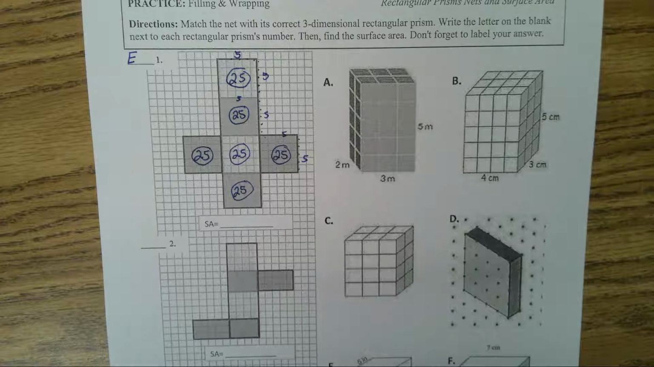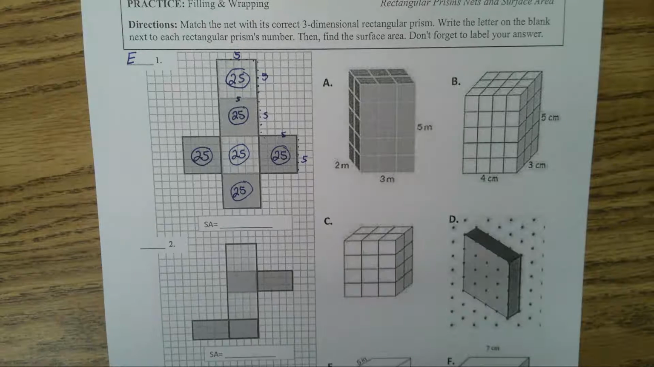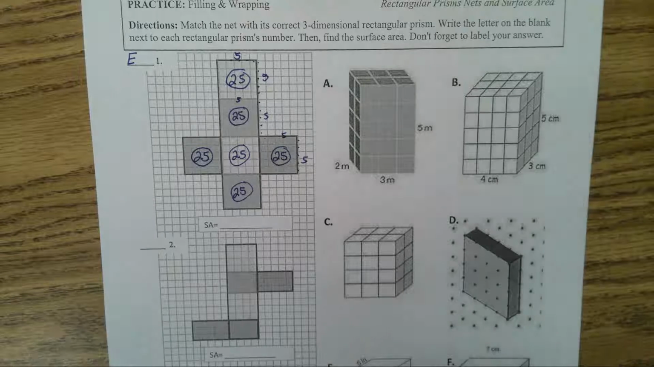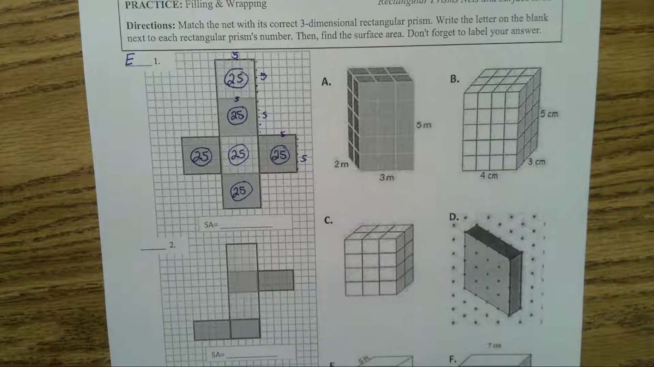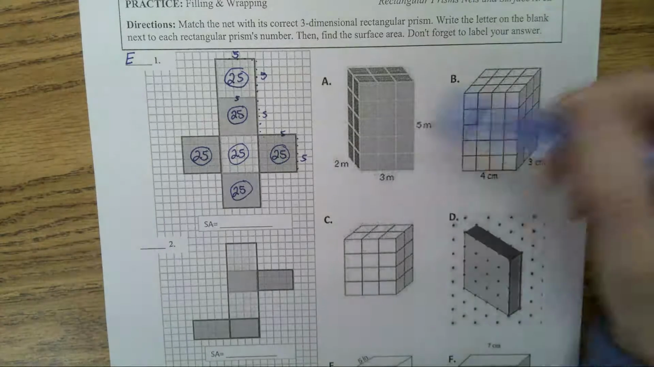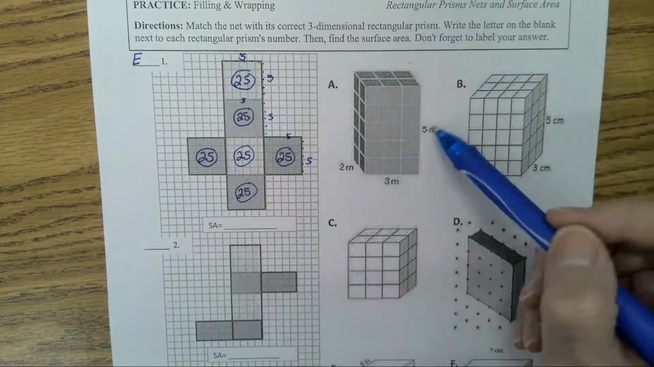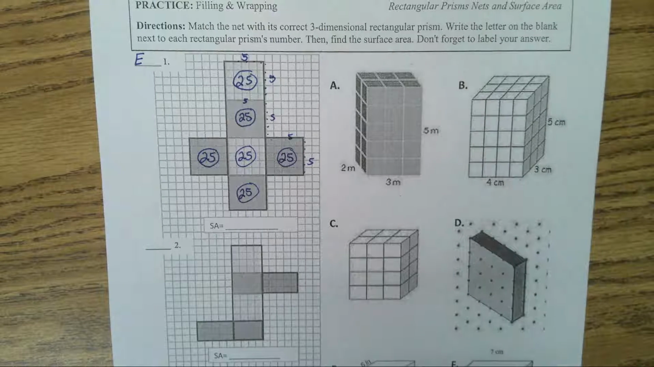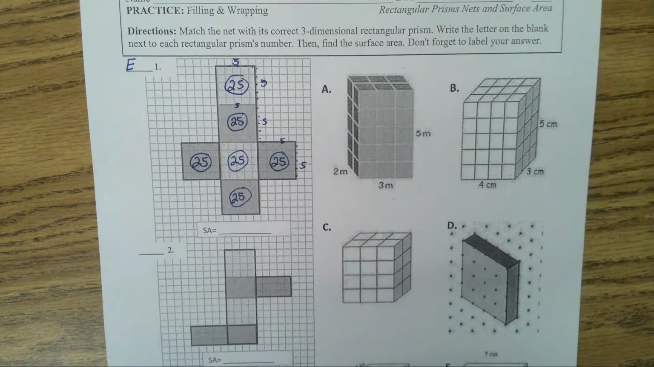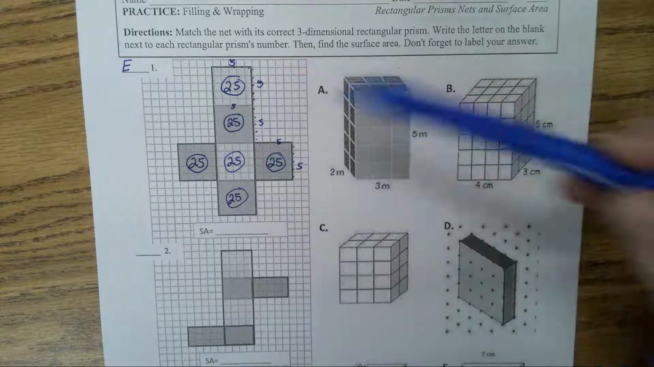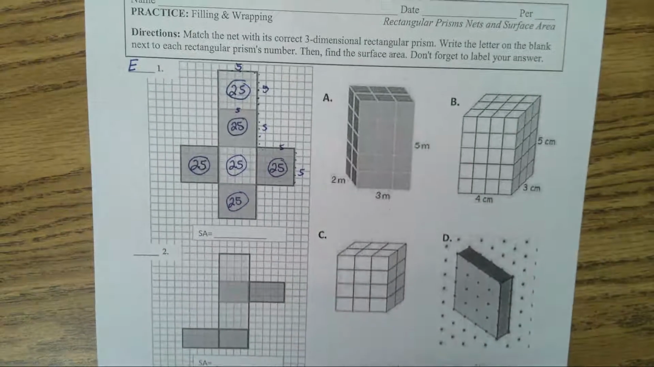Today we're going to be doing surface area for the second day in a row, and we're going to be finding surface area of rectangular prisms. In a rectangular prism, we have 6 faces: the top, the bottom, the front, the back, the left side, and the right side, and we add them all together. On this worksheet, you're going to find the surface area of the shape here and then find its match over to the right. We've already done problem number 1.